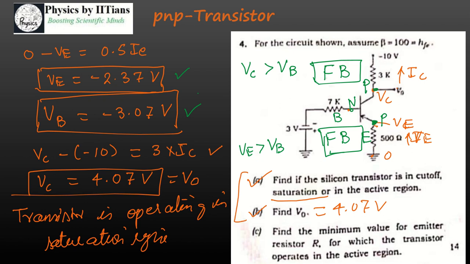Now let's go to the last part of this question, where it is asking what should be the resistance R, the emitter resistance that was given in this particular question as 500, but instead of 500, what should be this value so that the transistor operates in the active region. Okay, so let's try that.